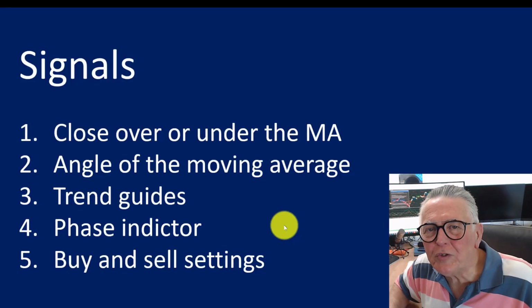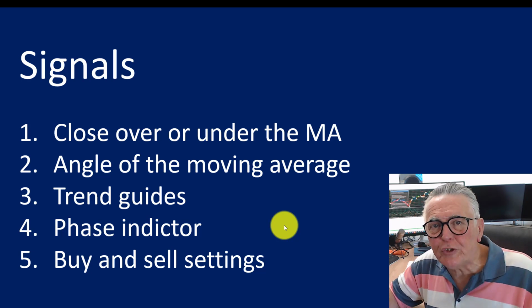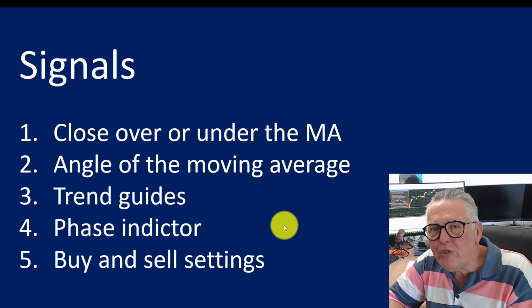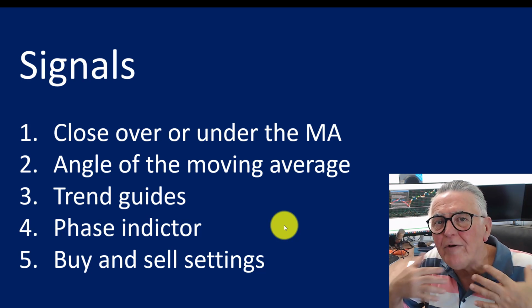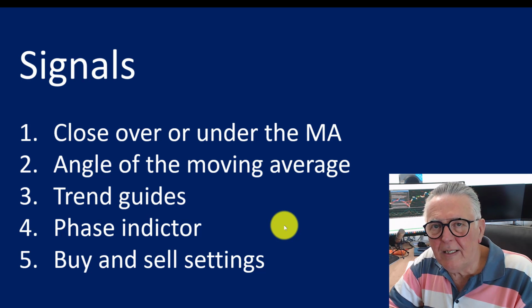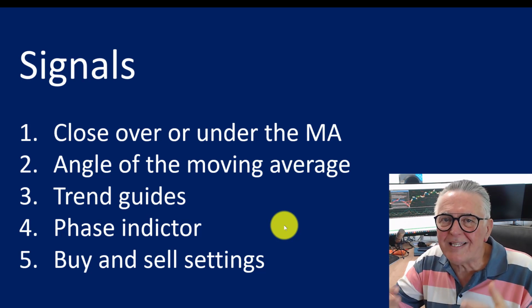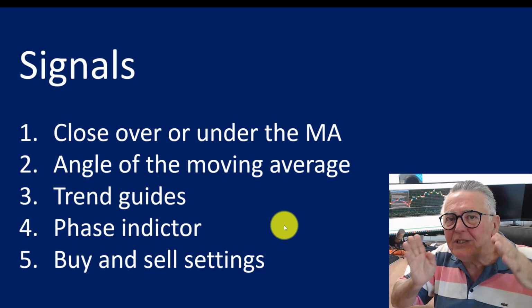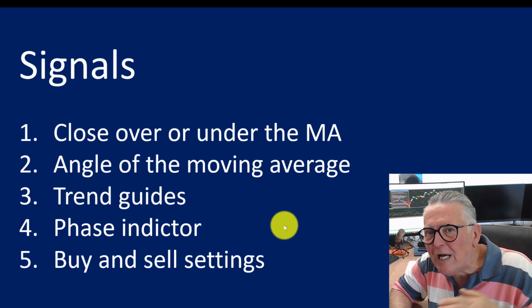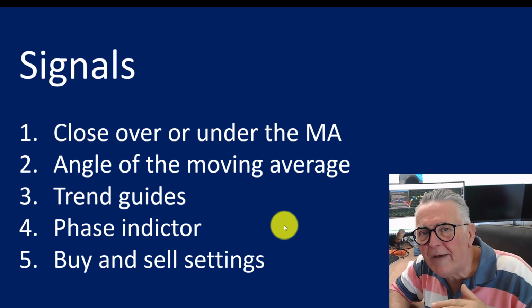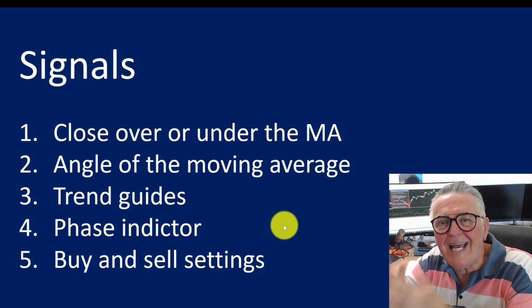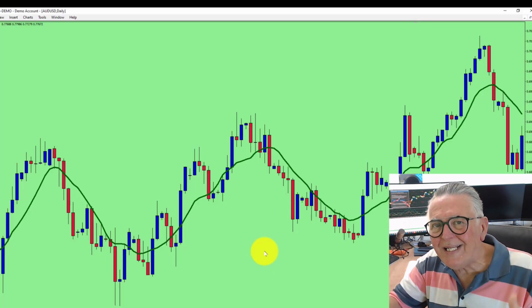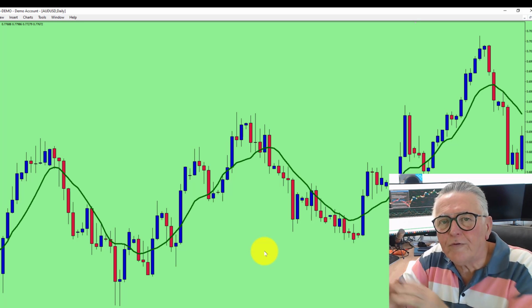Then some traders use the moving averages purely as a trend guide. So they wouldn't actually trade them, but what they would do is put a very long moving average on the chart, maybe a 30, maybe a 50, maybe a 200, and they would say as long as those moving averages are pointing in a certain direction, that is the direction of the trend. Now remember, these are not trading signals, they're just indicators of trend.